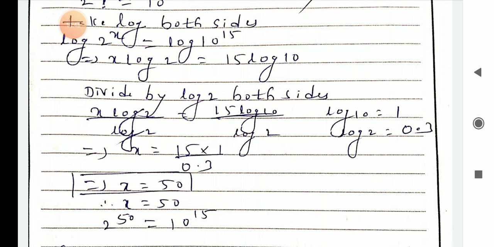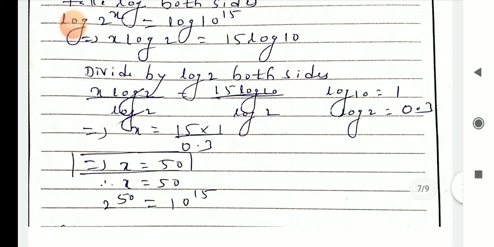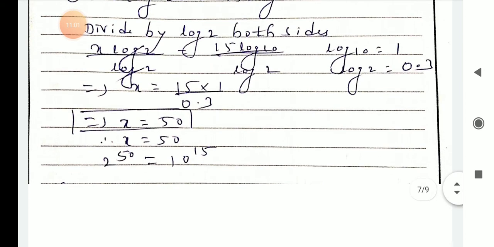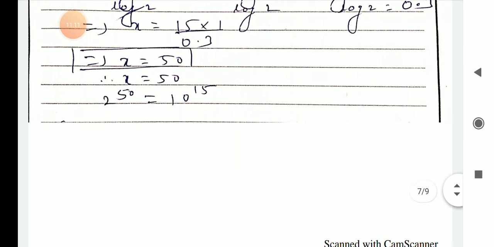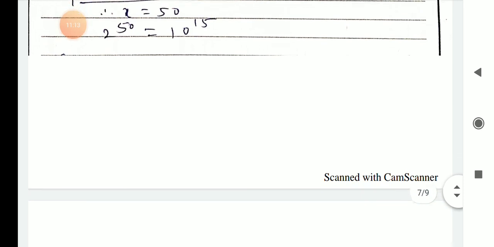Then in your calculator, for that log 10, you will get a value, that is 1. Log 2 is the value 0.3. So 15 times 1 divided by 0.3. Solve this one, x is equal to 50. Then you have to write the x value: 2 raised to 50 is equal to 10 raised to 15. So this is the value in binary.